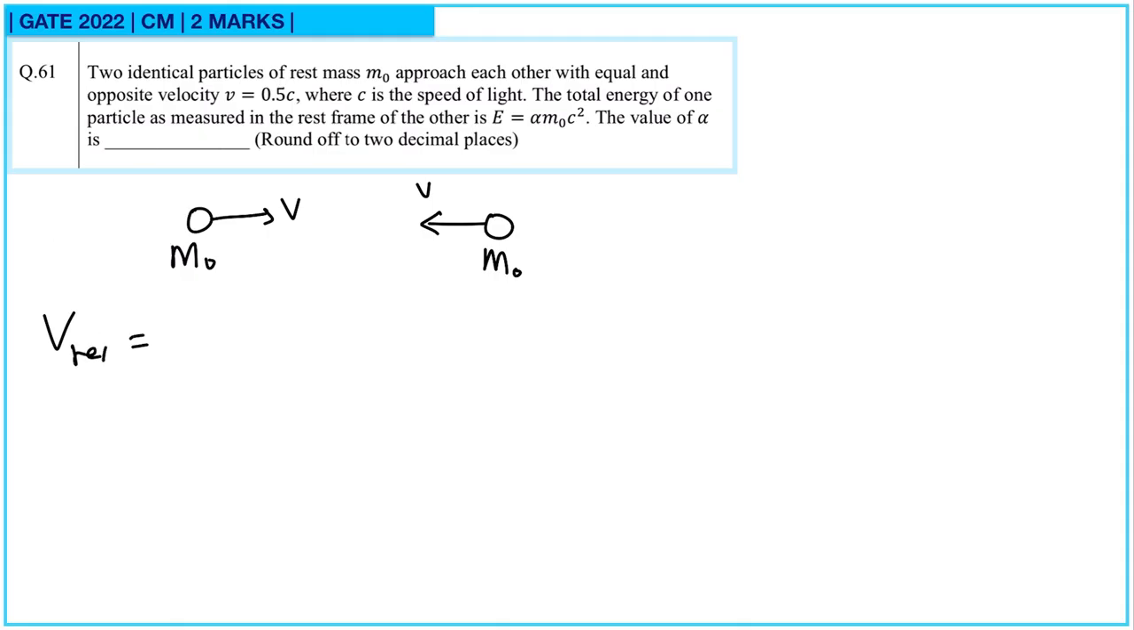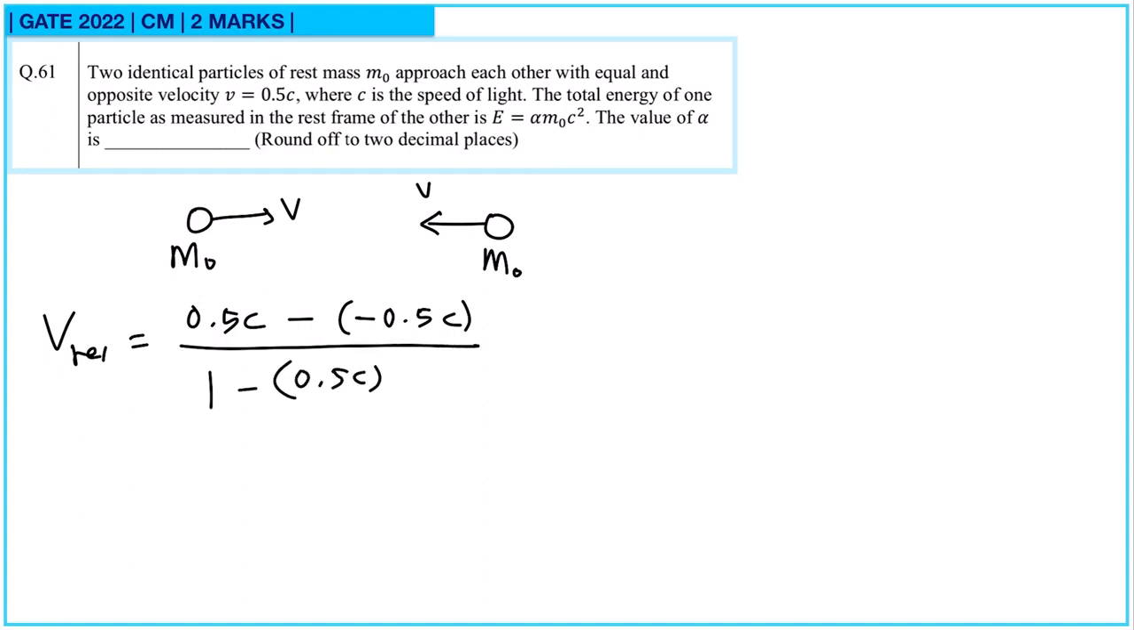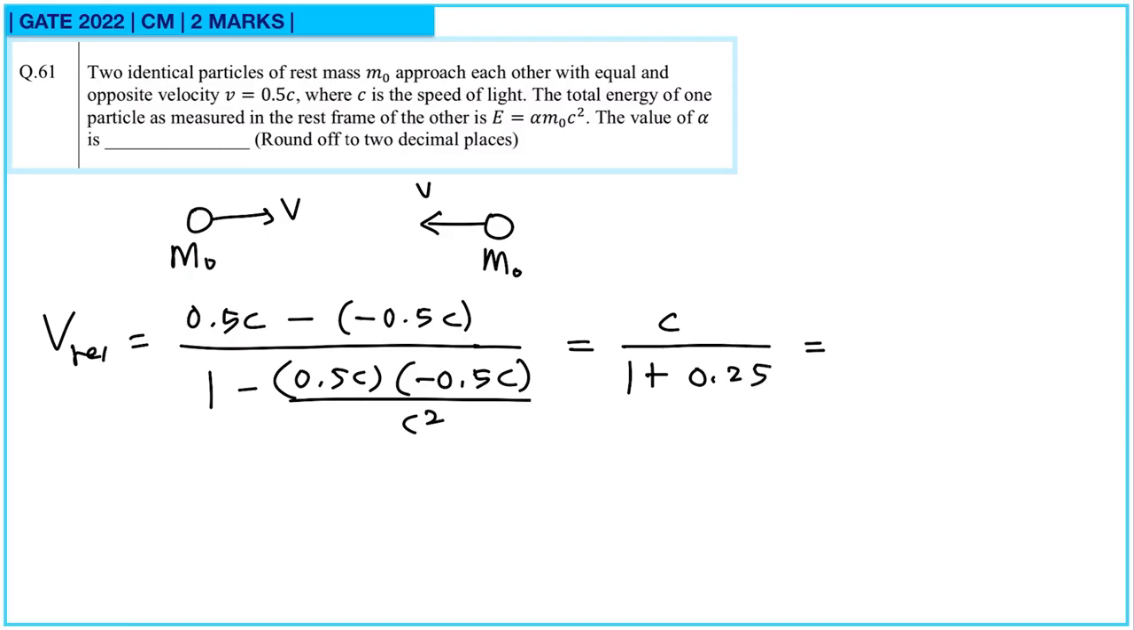This is equal to v1 minus v2 upon 1 minus v1 v2 by c square. So velocity 1 is 0.5 c minus second velocity, this is in opposite direction, so minus 0.5 c upon 1 minus 0.5 c into minus 0.5 c upon c square. So this is 0.5 plus 0.5, so 1 minus 0.5 into 0.5, 0.25, and this is plus. So c upon 1.25, which is 5 here and 4c.